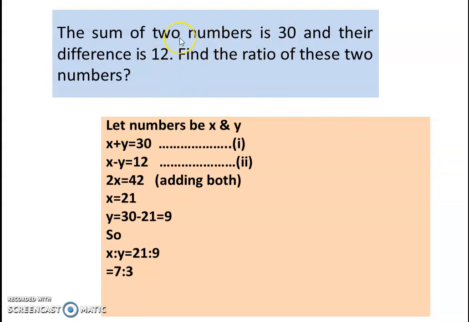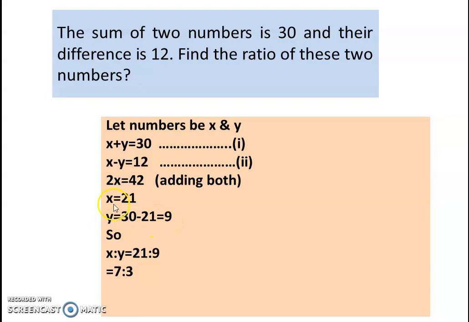Now it is given that the sum of the numbers is 30, x + y = 30. This is the first equation, and their difference is 12. That means x - y = 12. This is the second equation. After adding both equations, we have 2x = 42. The value of x is 21. Now we know the value of x, using the first equation we can easily find the value of y by subtracting the value of x from 30, and that is equal to 9.